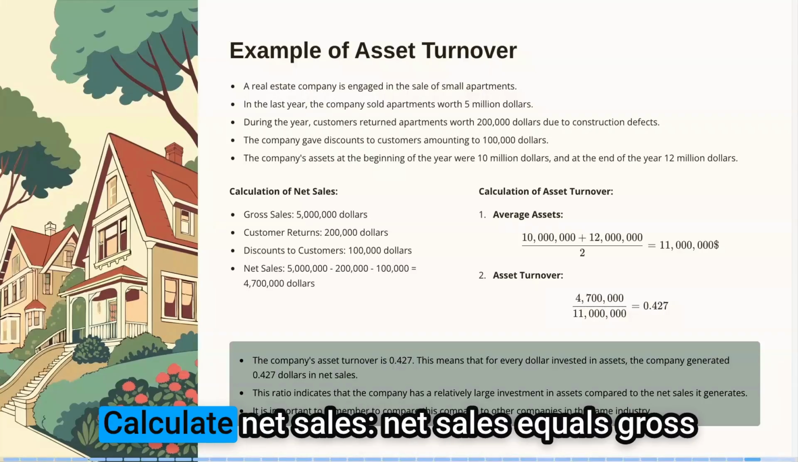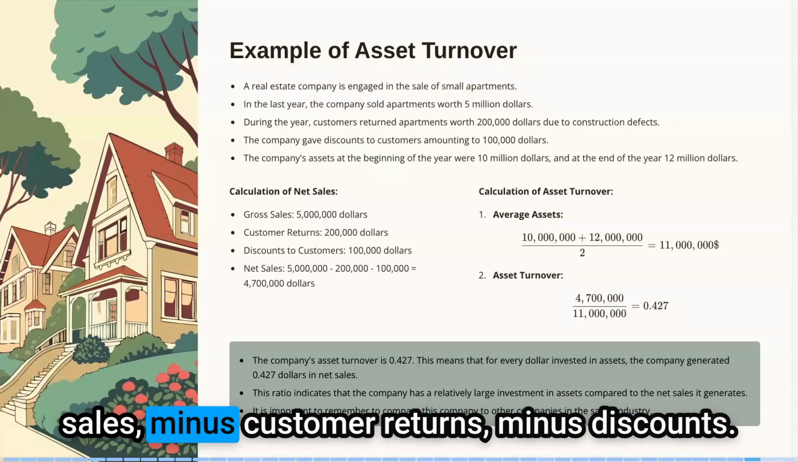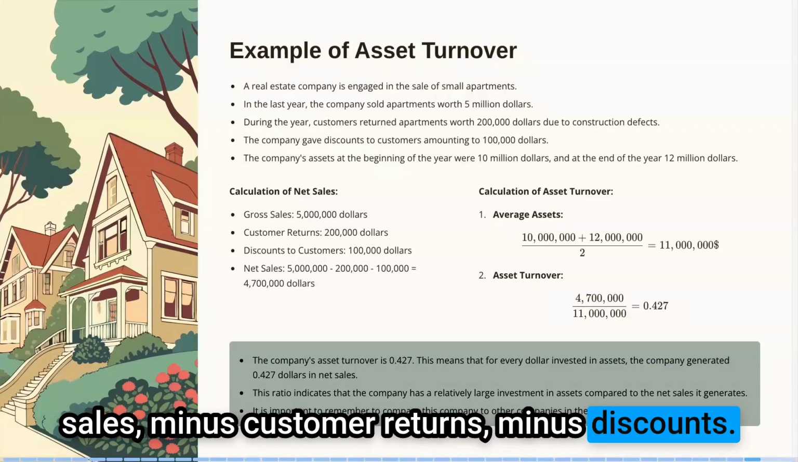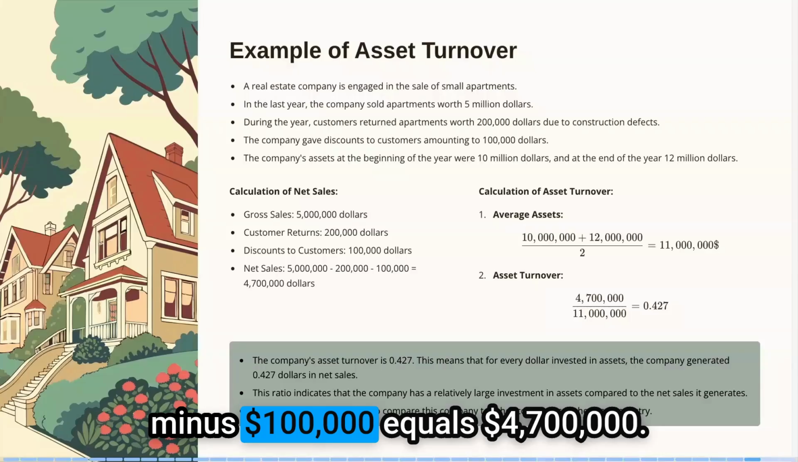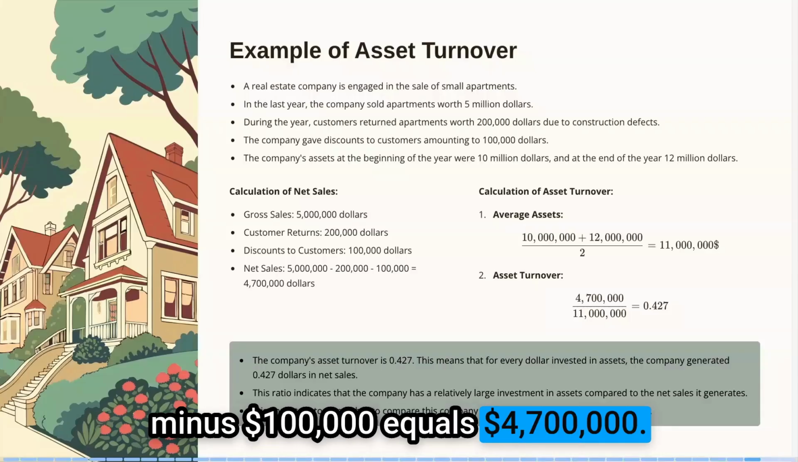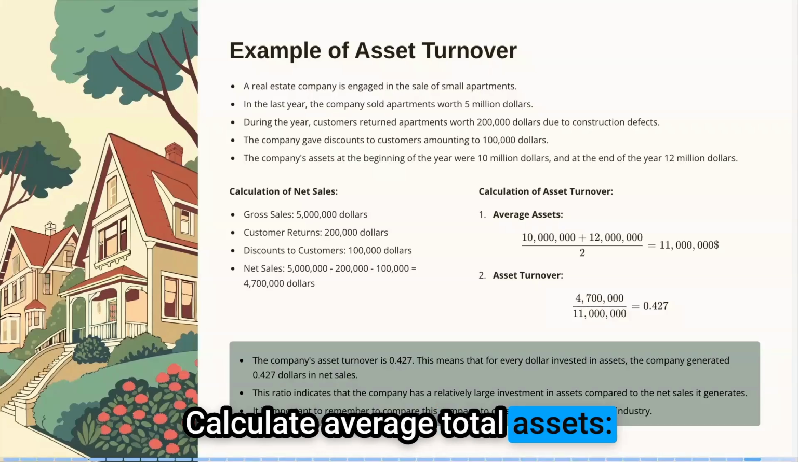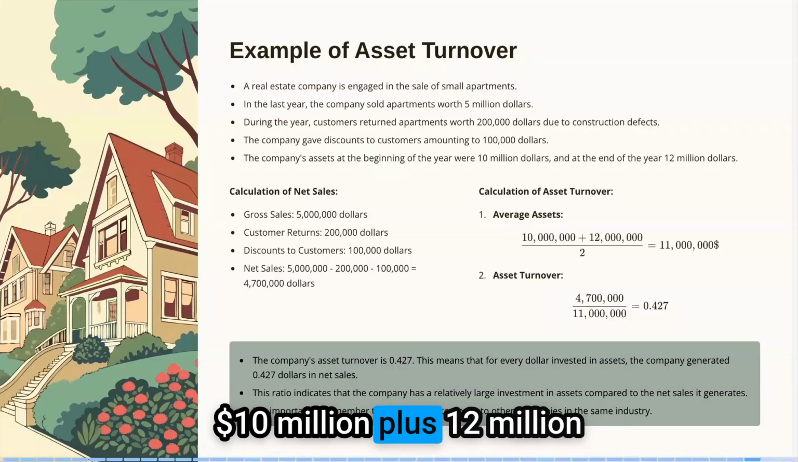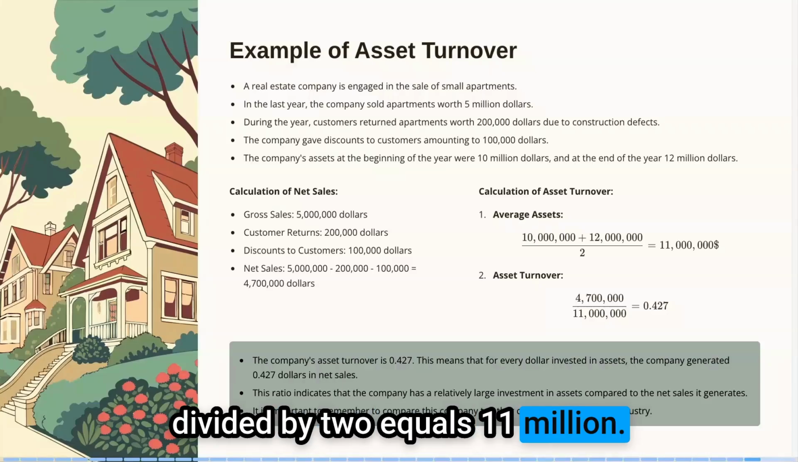Calculation steps: calculate net sales. Net sales equals gross sales minus customer returns minus discounts. Net sales equals $5 million minus $200,000 minus $100,000 equals $4,700,000. Calculate average total assets. $10 million plus $12 million divided by 2 equals $11 million.